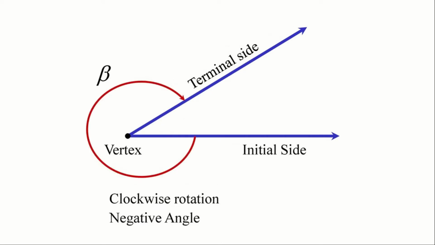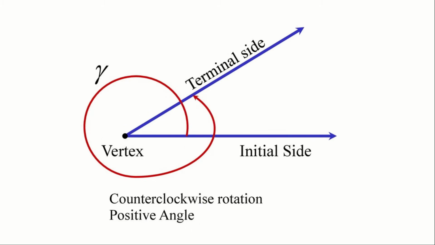Here you can see the terminal side, initial side and vertex, with the arrow mark in red color. It is moving in the clockwise direction, the way the clock moves, so it is said to be a negative angle. Clockwise rotation, negative angle. Next it is counterclockwise direction, as I already told you. The red line is in the direction opposite to the clock rotation, so it is said to be counterclockwise or a positive angle.